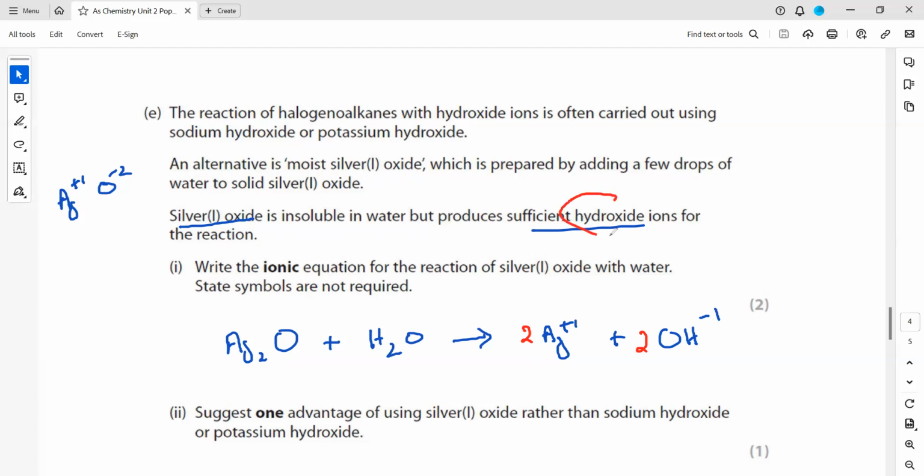Because they mentioned it is producing hydroxide ions, one of the products is the hydroxide ion. So if one of the products is a hydroxide ion, the other product should be a silver ion, because it is already silver(I) oxide, so there must be a silver ion present. The state symbols are not required, but if they ask for state symbols, this is solid, water will be liquid, and ions are always aqueous, so this will be aqueous and this will also be aqueous.